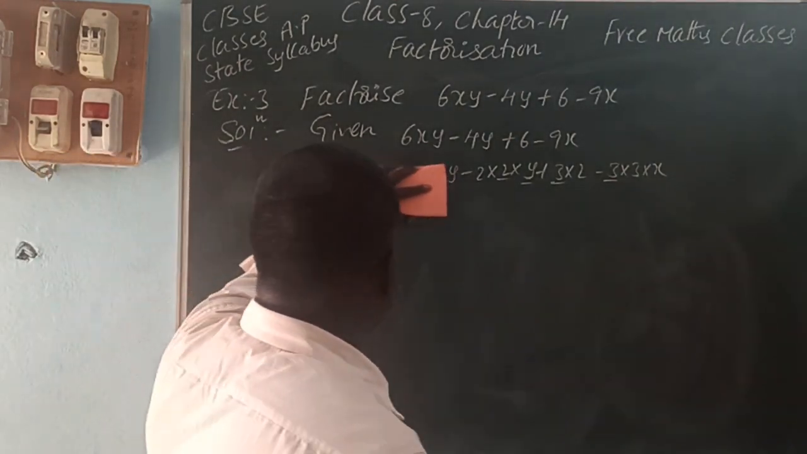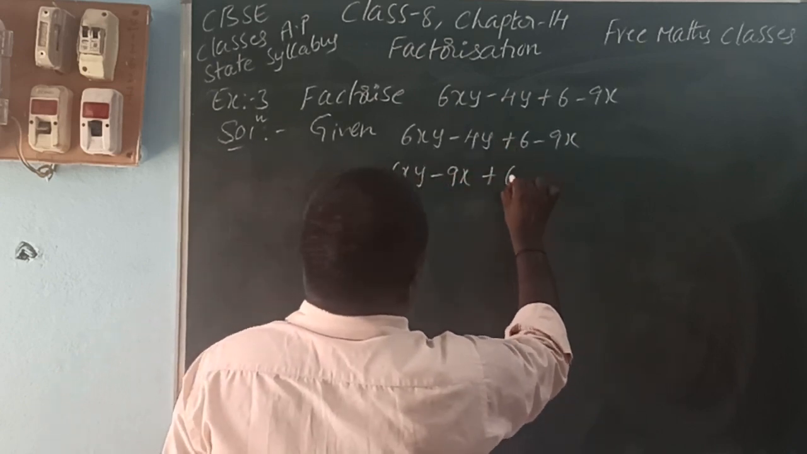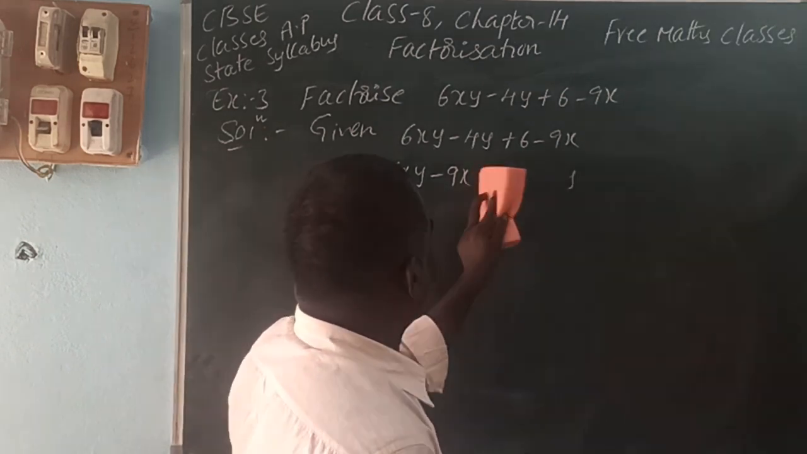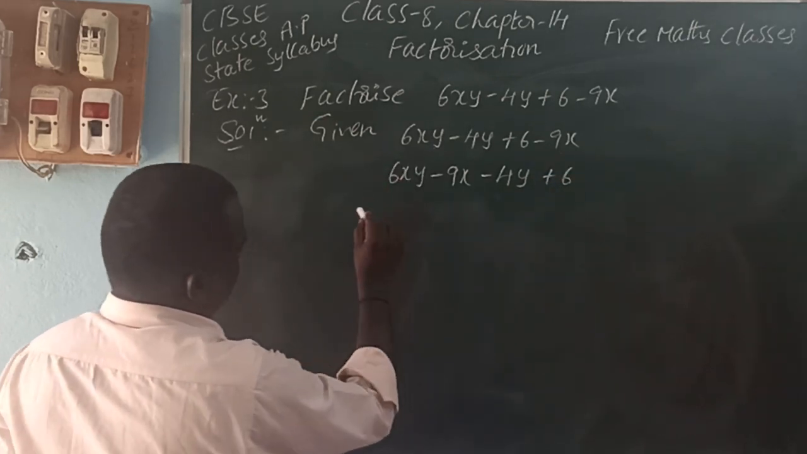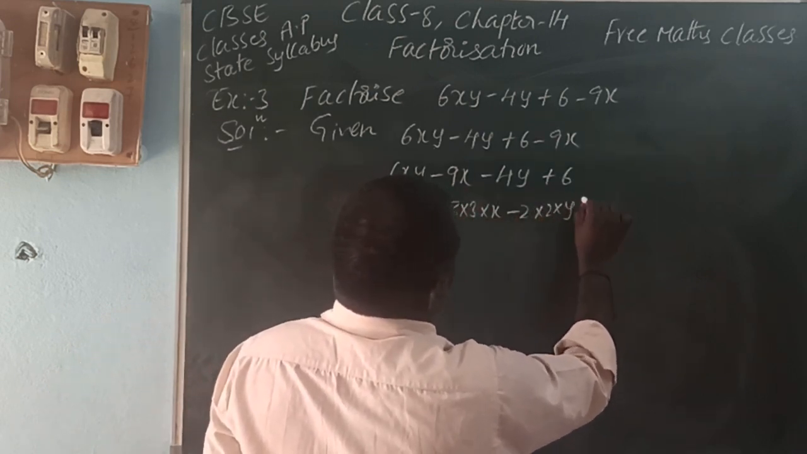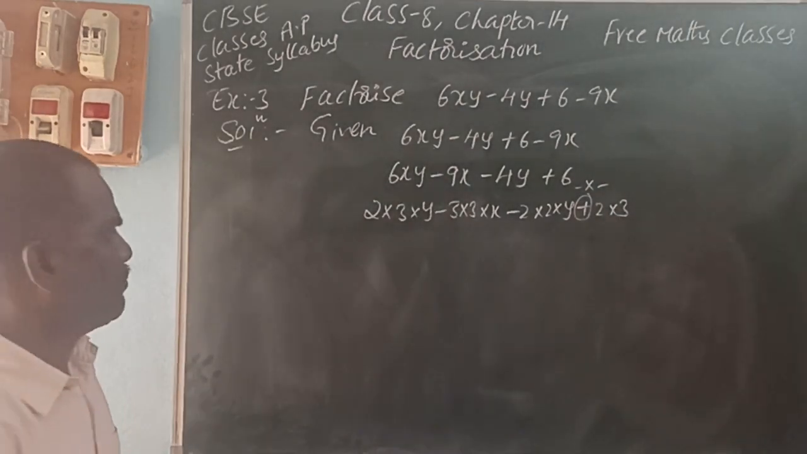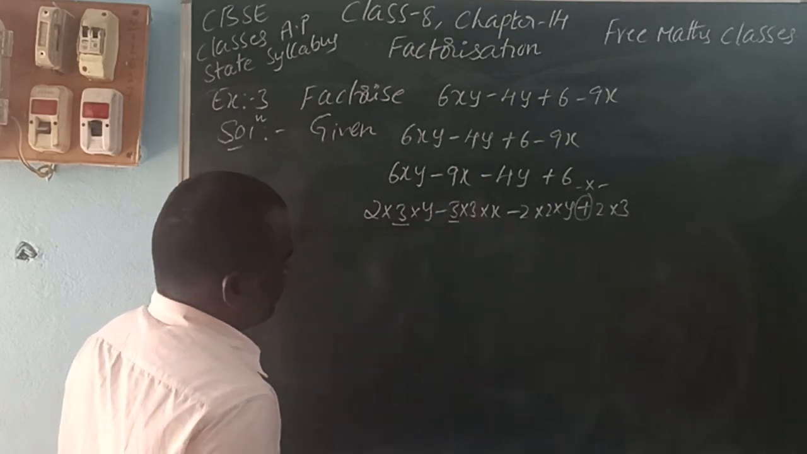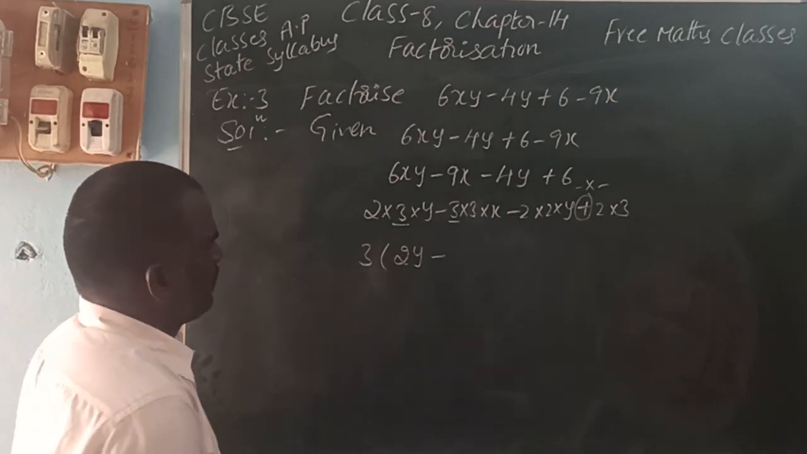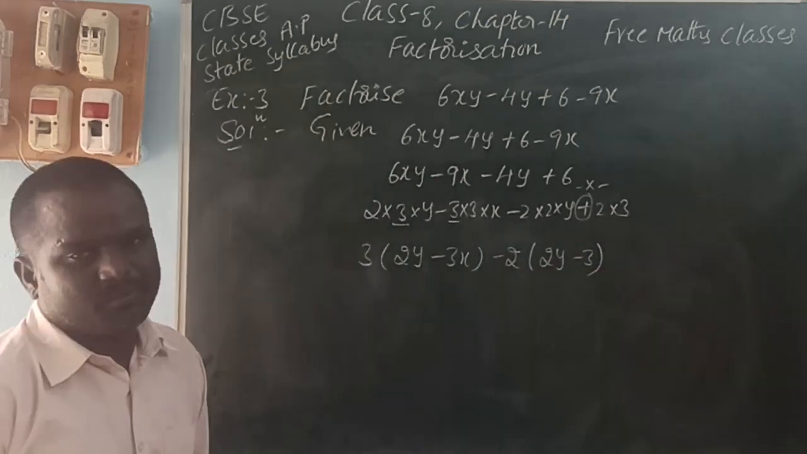Here, another way is also possible. 6xy minus 9x, next, plus 6 minus 4y. Or, minus 4y plus 6. So 2 into 3 into y minus 3 into 3 into x, minus 2 into 2 into y plus 2 into 3. The plus sign you can write as minus into minus. So here what is common? 3 is common. So that is 3 of 2y minus 3x. Next, here what is common? Minus 2 of 2y minus 3.